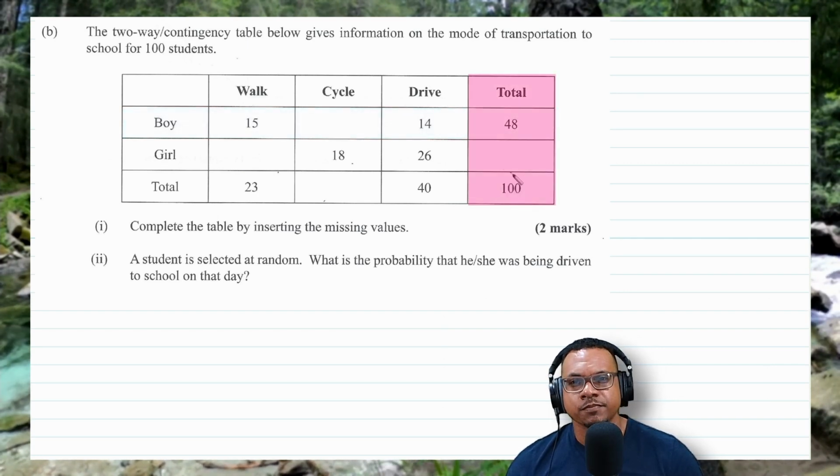and this 100 will be the total amount of students. Now, likewise, this total down here will add up the total for the amount of boys and girls who are walking. This here will be the total for the amount of boys and girls who are cycling. And this is the total amount of boys plus girls who are being driven.